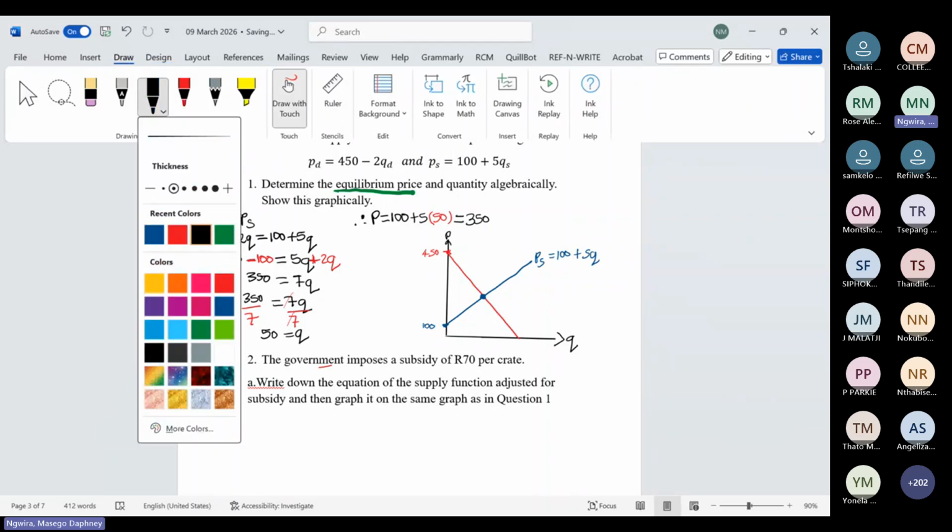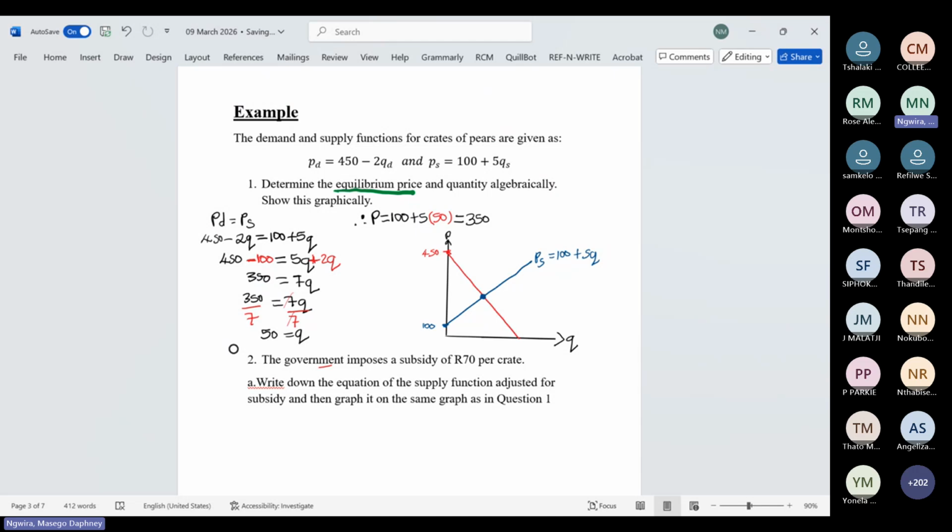So we're doing the same thing. Here on the Q axis, it's 50, we got 50, so just put 50 here. And on this side, we got 350. This should be 350. And then this one, because it's subsidy, we call it ES. That's it. So that's the one for subsidy.